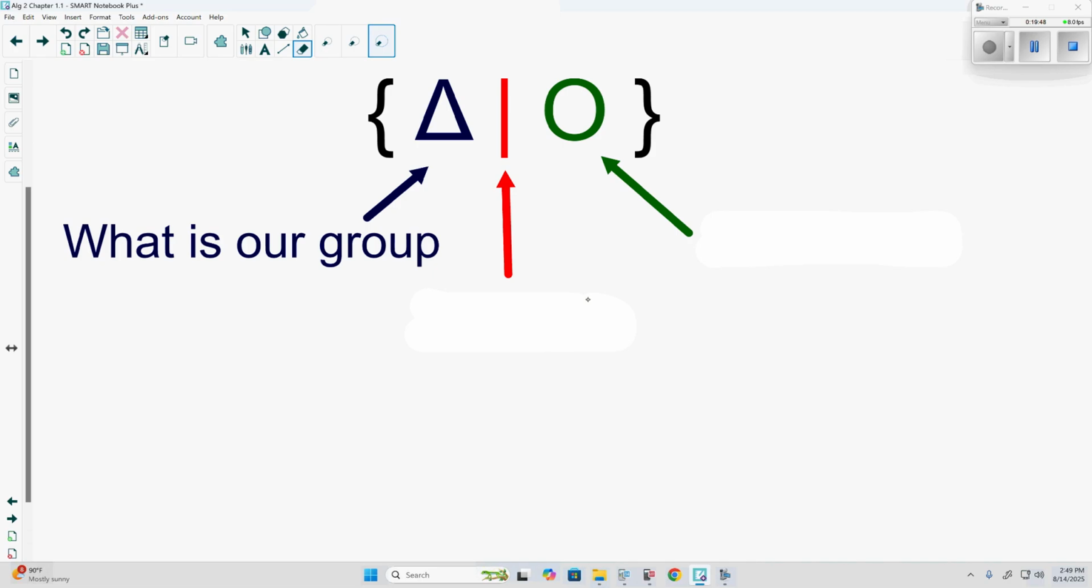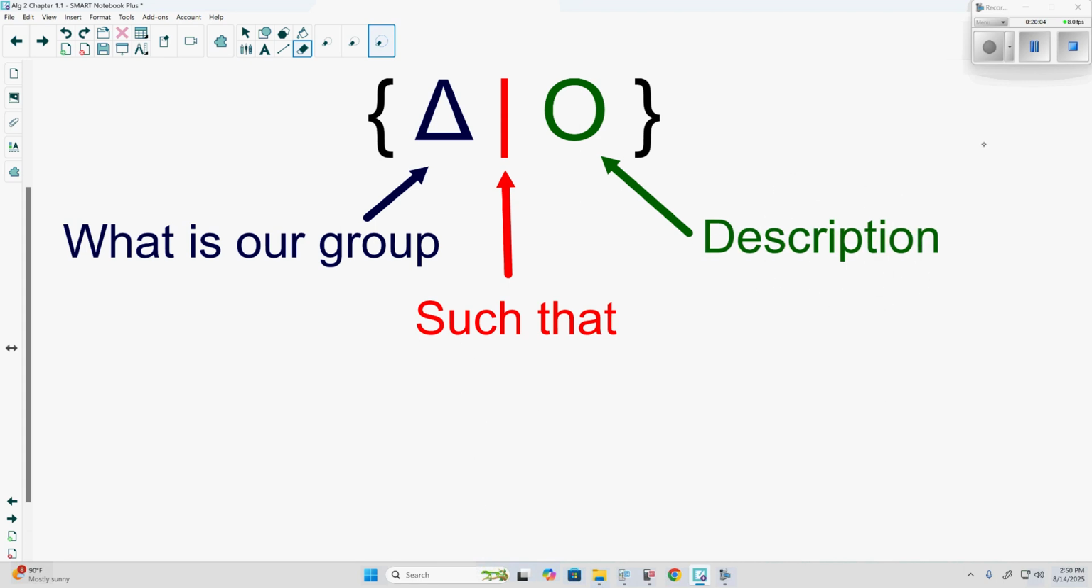The bar is such that. And our circle is our description. What kind of numbers are we talking about? Okay. So I'm going to write an example of it next to it. For the most part, if we're talking about real numbers, we're going to write it this way. Brace x bar.